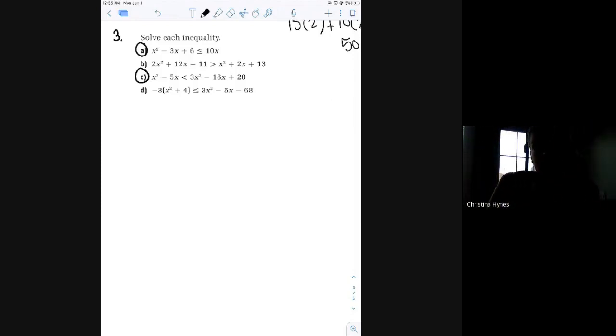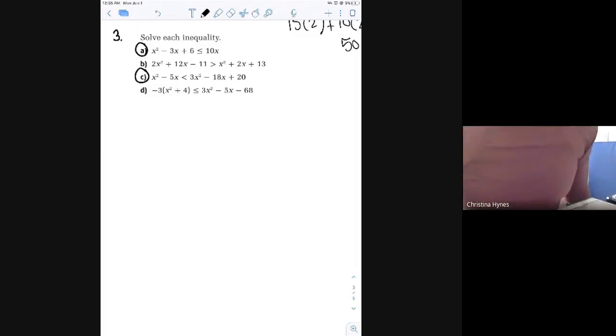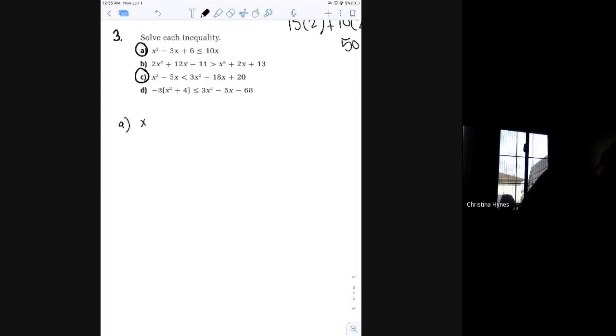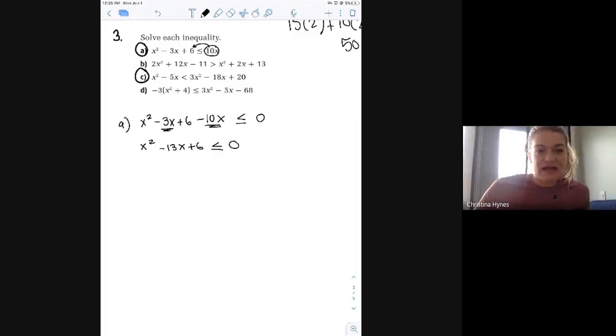First of all, you need to bring everything to one side, and you have to have 0 on one of the sides. So I'm going to bring the 10x over to the left side by subtracting 10x, and now it's going to be less than or equal to 0. Now I want to combine like terms: x squared minus 13x plus 6 is less than or equal to 0. That's my quadratic that I would be trying to solve.